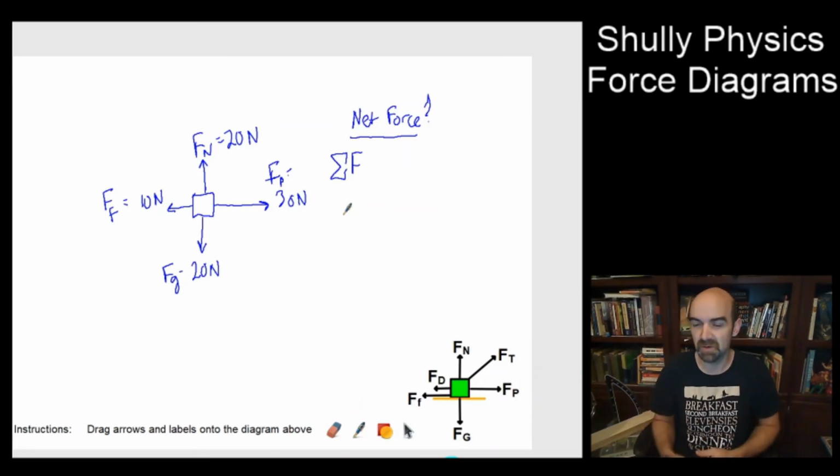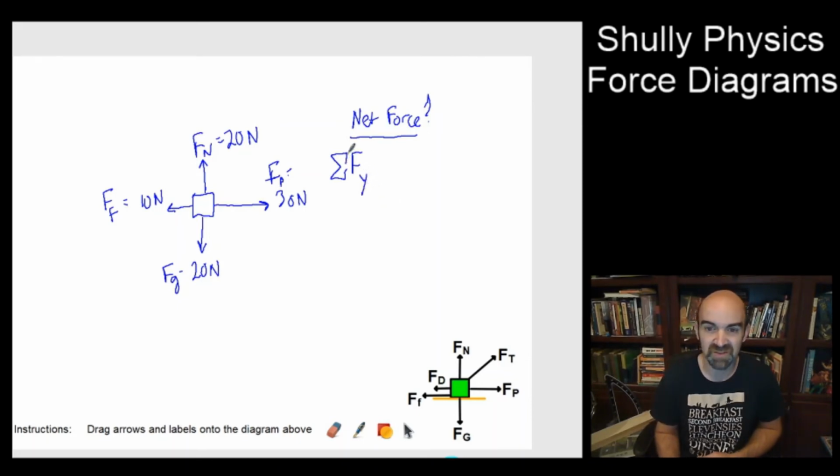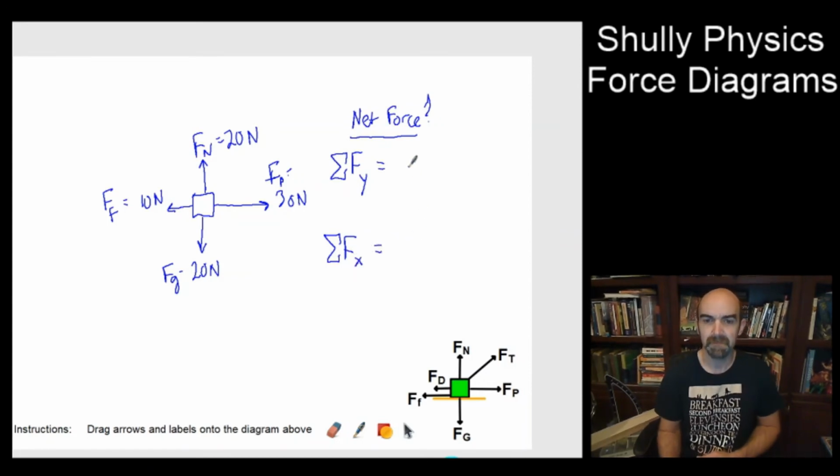That's what we're going to do here also. What's the net force in the y direction? So this means sum of the forces in the y direction. And we're also going to look at the sum of all the forces in the x direction. Okay, so in the y direction, the sum of all the forces is 20 up minus 20 down.